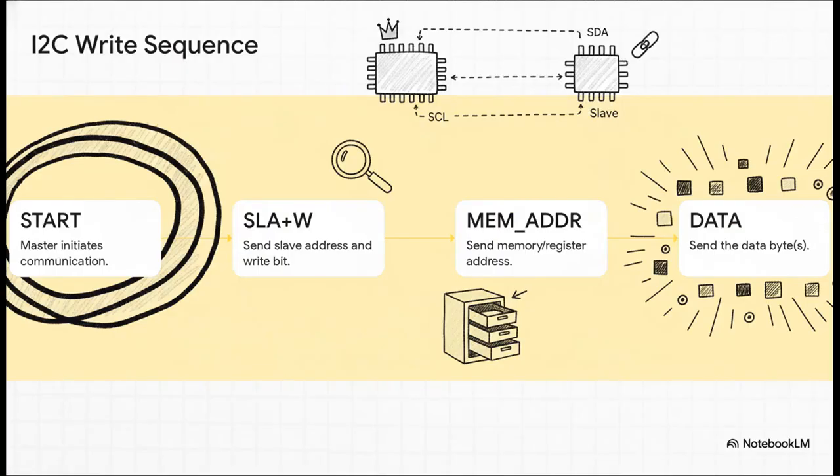So, what does one of these conversations look like? When the master wants to send some data, it follows a pretty strict set of steps. First, it sends a start signal to get everyone's attention. Then, it broadcasts the specific address of the slave it wants, plus a little write signal. After that, it says which memory location it wants to write to, and then finally, it sends the actual data.